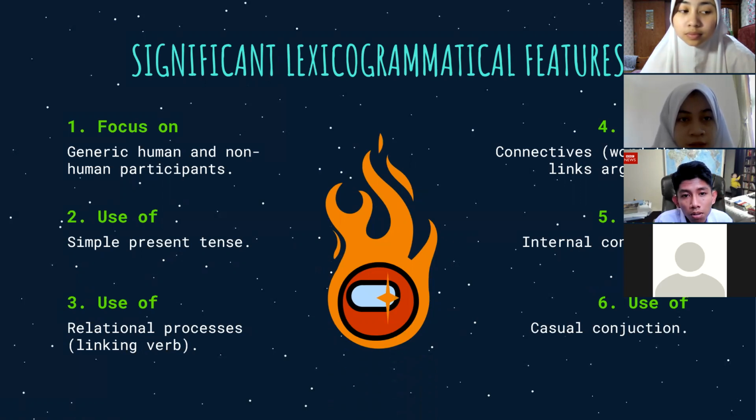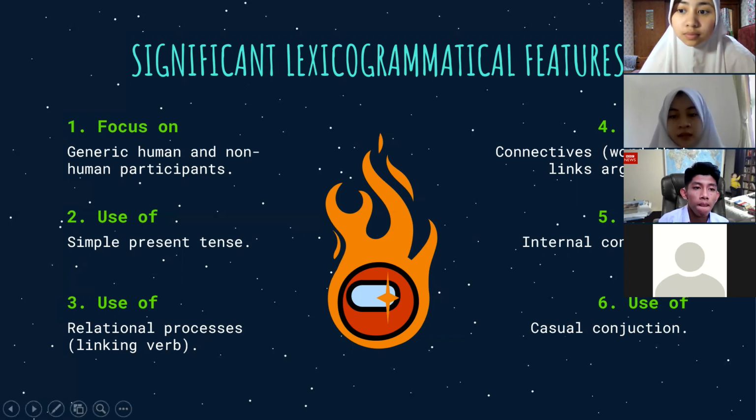Next is significant lexicogrammatical features. First is focus on generic human and non-human participants. Second is use of simple present tense. Third is use of relational process like linking verbs. Fourth, use of connectives or words that link arguments. Five, use of internal conjunction. And six, use of causal conjunction. I give it back to the moderator.